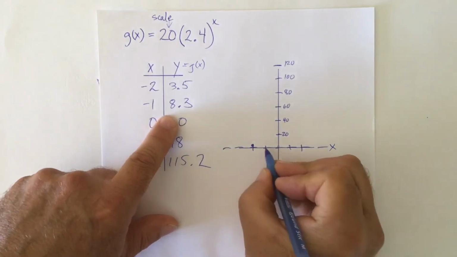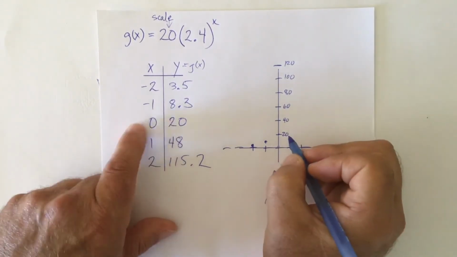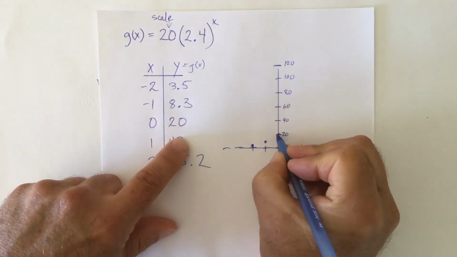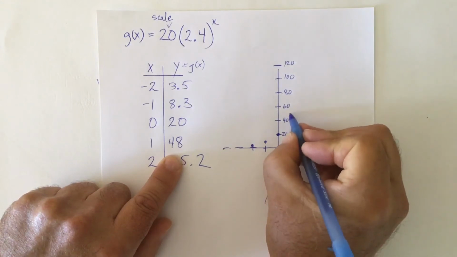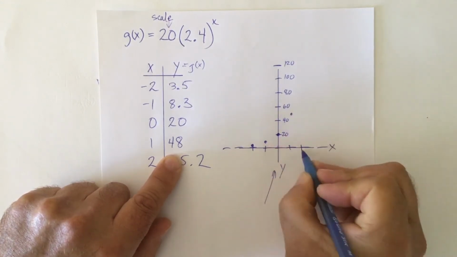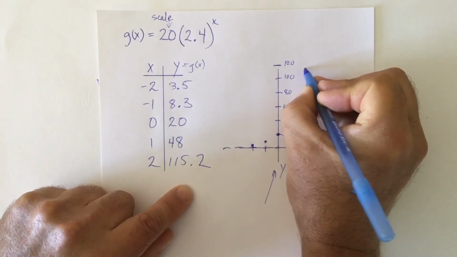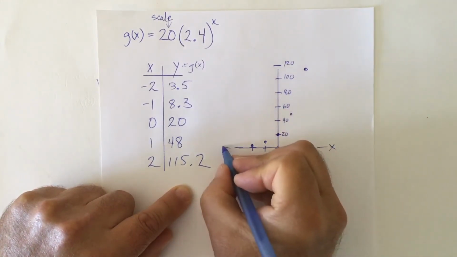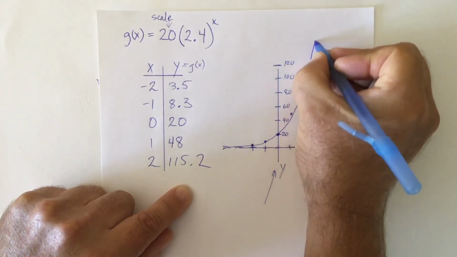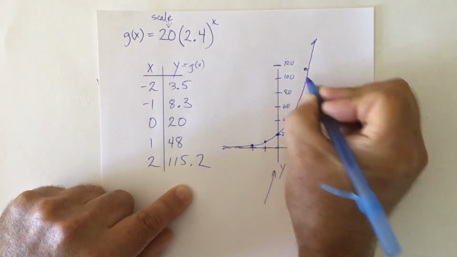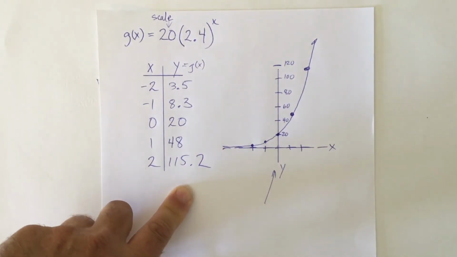I plug in -1, I get an 8. Look at that. Fresh. When I plugged in 0, I got out the scalar. I plugged in 1, I got out 48, so that would be about here. I plugged in 2, I got out 115, so it'd be about here, right? I still get to preserve, whoops, make that a little bigger. I still get to preserve what my graph looks like.